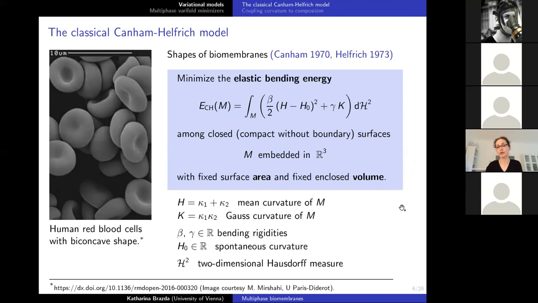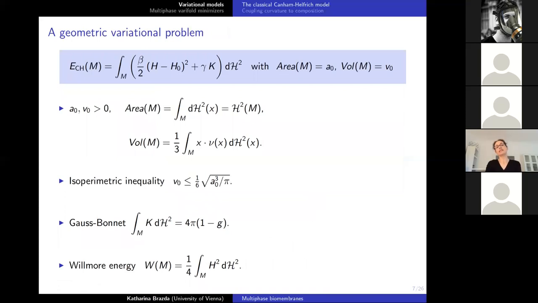So let me comment a bit more on the energy. You see here the mean curvature minus the so-called spontaneous curvature, which was introduced by Helfrich, which is the curvature that the membrane naturally wants to have. And this can be attributed to an asymmetry between the two lipid layers, the inner layer and the outer layer, or some specially curved surface proteins that want to have a special prescribed curvature. And then we have the bending rigidity, beta for the mean curvature, and gamma for the Gauss curvature. And here, the two-dimensional Hausdorff measure is the classical surface area measure. So this is a geometric variational problem: minimizing this Canham-Helfrich energy that I show you here again with the fixed area and the fixed enclosed volume.